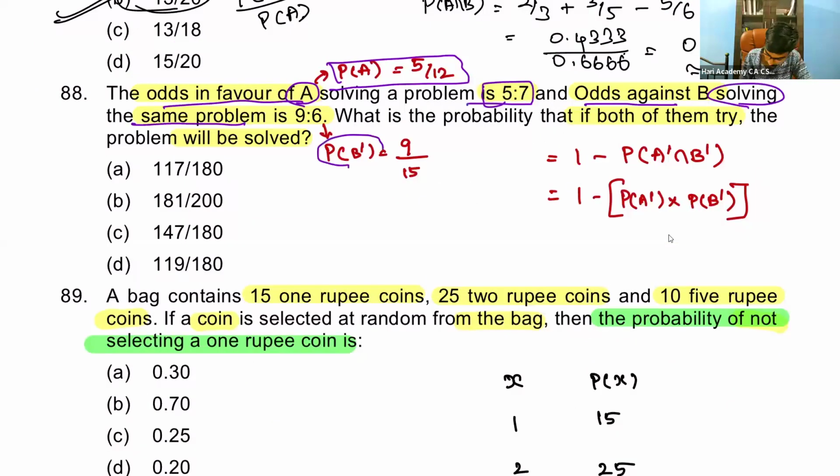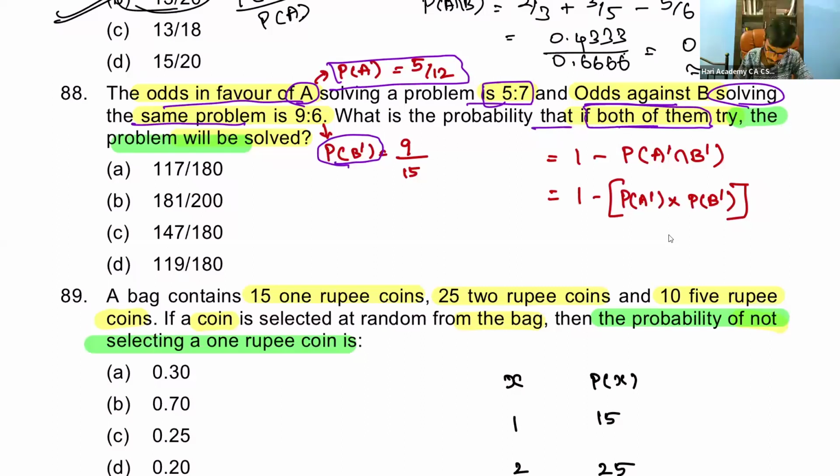Don't forget, in probability you would never get a negative value. The value is always going to be from 0 to plus 1. So here you will never worry about a negative value. Take a calculator, 7 by 12 into 9 by 15, minus 1. Simply do it and you will get 0.65. Go and check with the options. First option, 117 divided by 180. In the first option itself I am getting my answer, so I will go with option A.